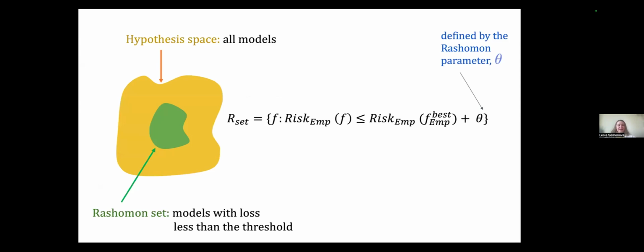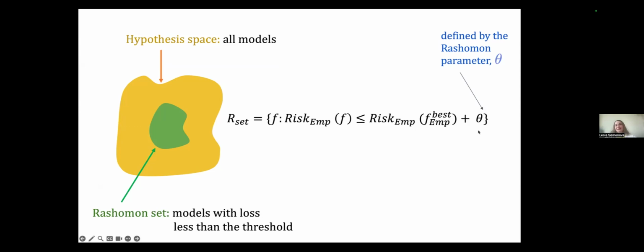I will define a Rashomon set. To define a Rashomon set, I will take a risk. In this case, this is empirical risk, but it can also be true risk, as we will see a little bit later. So I take my empirical risk, and I take the best model in class based on the empirical risk. And I will consider all models below a threshold that is formed with the empirical risk of the best model in class, plus some parameter theta. I call this the Rashomon parameter.